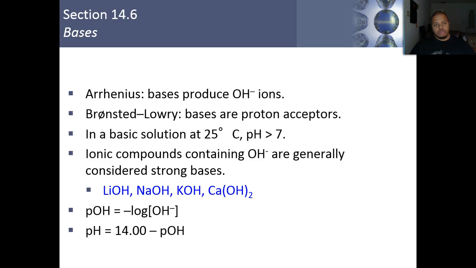And ionic compounds containing hydroxides are usually the strong ones. So lithium, sodium, potassium hydroxide, calcium hydroxide, and so forth. Now, to find the pOH, we're just going to take the negative log of the hydroxide ion concentration. And if we need to find the pH from that, pH would be 14 minus the pOH. Straightforward. That part we kind of reviewed.